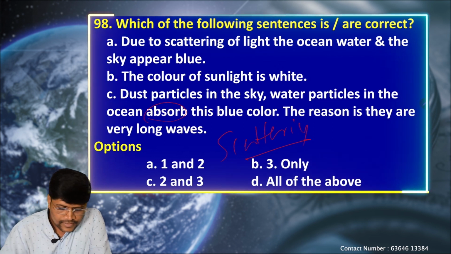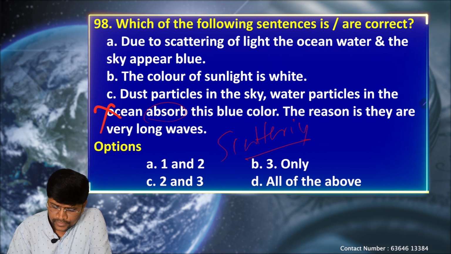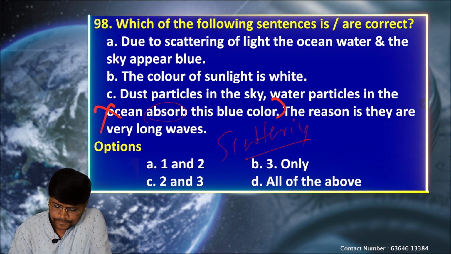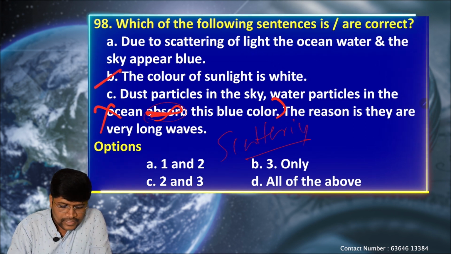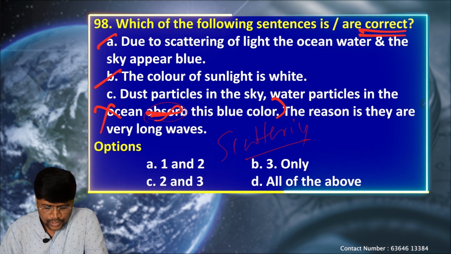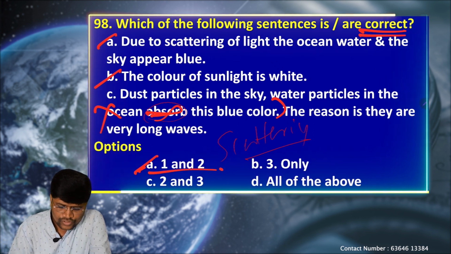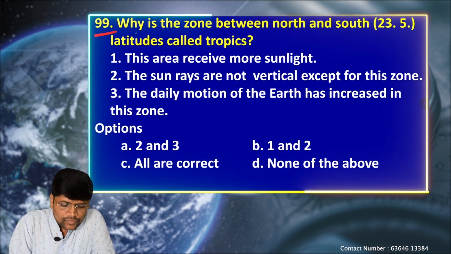So in that case, this statement becomes wrong, though till here it is correct. Even this also becomes wrong. So B is correct, A is correct. The question is asking for the correct ones, so only statements 1 and 2 are correct. So next question, 99th one.